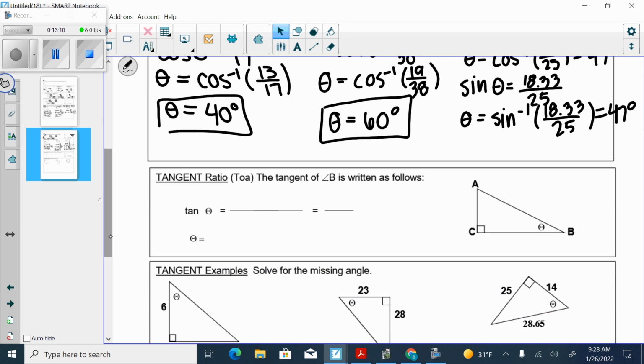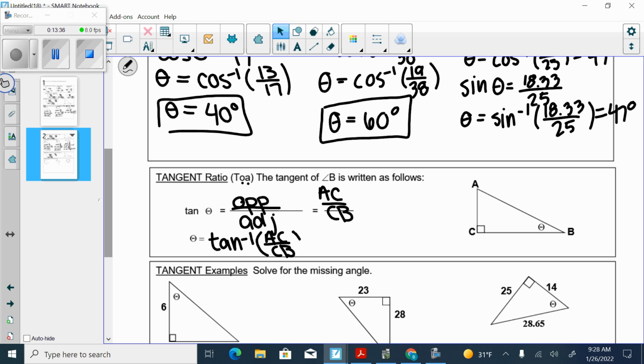Okay, so we know that the tangent ratio is opposite over adjacent, right? In this figure over here, what's opposite of theta? And what's adjacent? Good. So, if I wanted to find the inverse, I just take the inverse of tangent for that ratio. Okay?